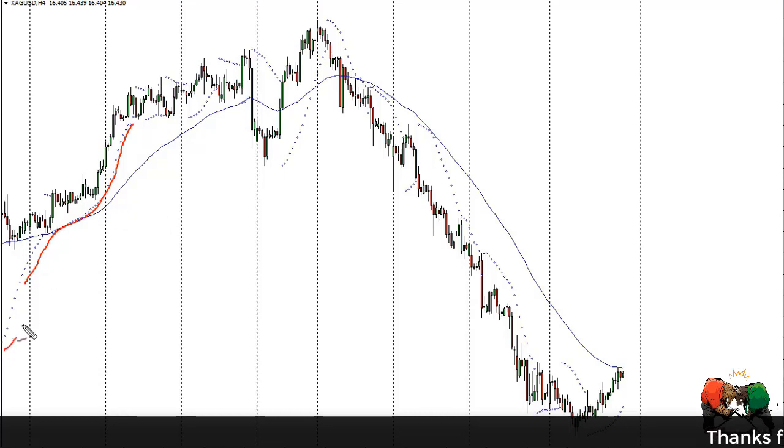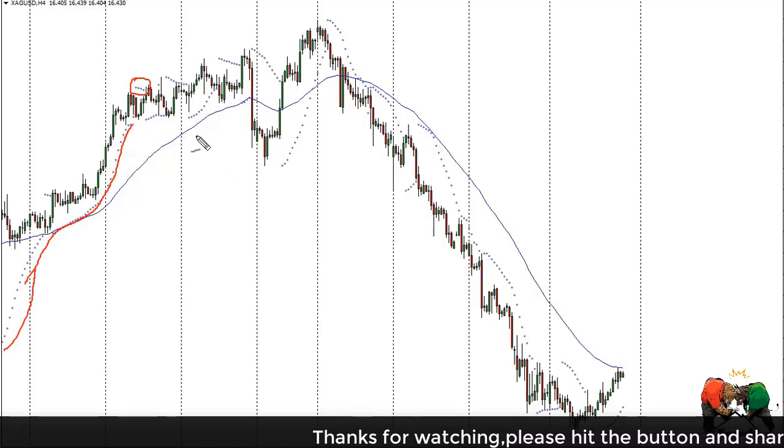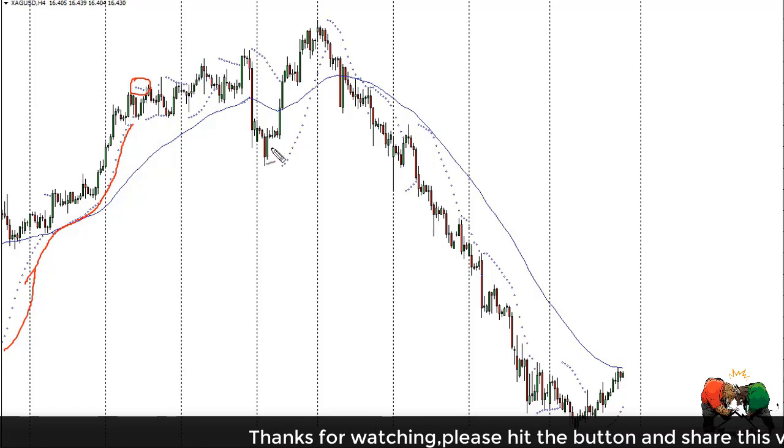Now, you would have gotten in before, or when you crossed the line, depending on how you entered. And then eventually you get the SAR giving you the opposite signal. Well, at that point in time, you can exit the trade, or you can move stop losses up right along with the SAR. It really comes down to whether you're a shorter or a longer term trader.